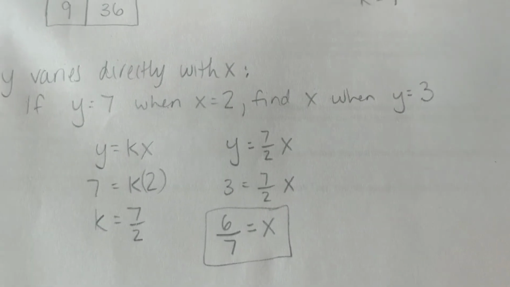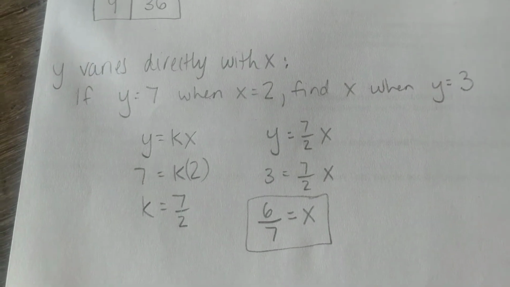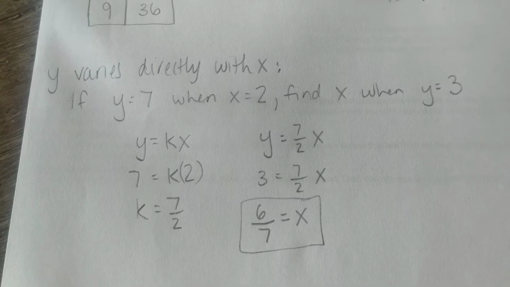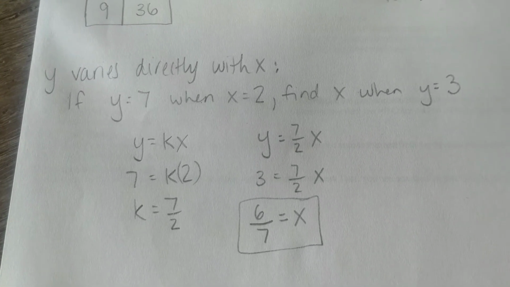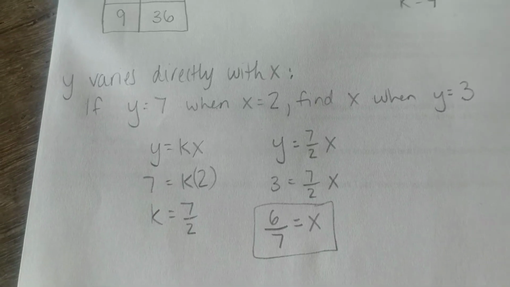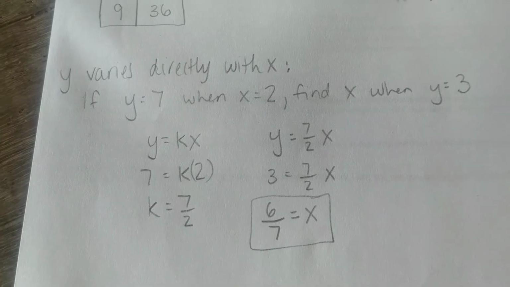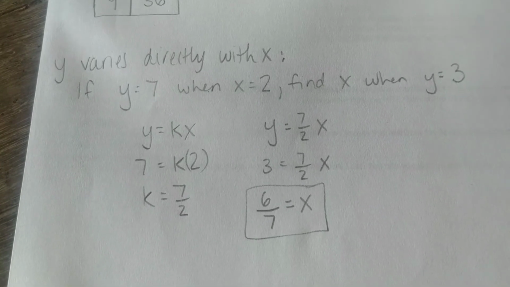So if you were trying to give an equation where y varies directly with x, that's given as part of your statement, and if y equals 7 when x equals 2, find x when y equals 3. Again, you're starting with that equation, y equals kx, substituting in your point xy, solving for that constant of variation, and then using it in order to substitute in for the rest of it.